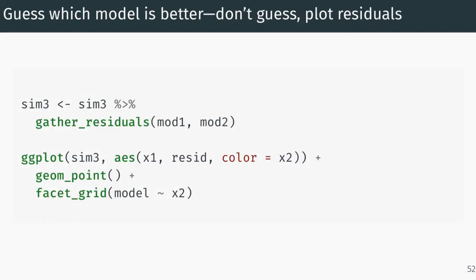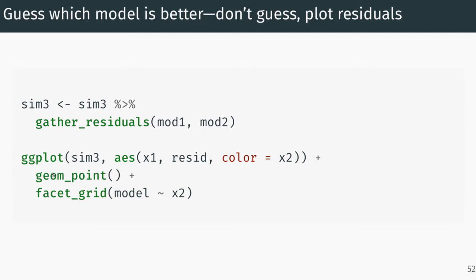We don't know whether the interaction is really significant or not. One way that we can find out is to plot residuals. So let's do that here. We're going to gather residuals and we're going to plot the residuals along with SIM3. We're going to plot x1 along the x-axis and residuals along the y-axis, and with the color of x2. So this will be the residuals.